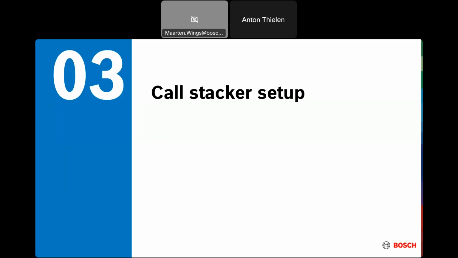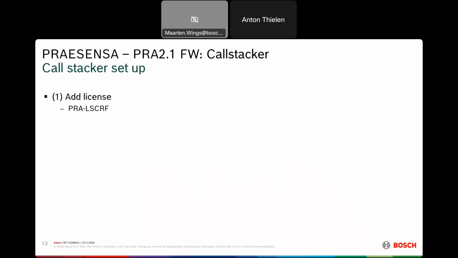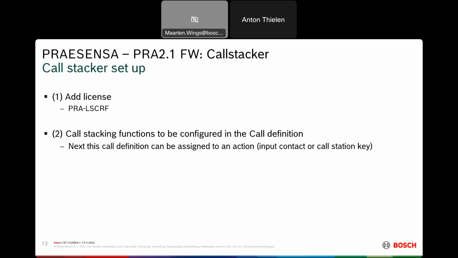So how does the setup work for Callstacker? Well, first of all, you need to add the license. And next, the call stacking functions need to be configured in the call definition. For the ones who already are familiar with PRAESENSA, we work with call definitions. I come back to that in the next slide. Next, this call definition can be assigned to an action. So first you create a call definition, and next an action to trigger that call definition. So let's first explain that call definition, and next I show something on the configuration of that call definition.